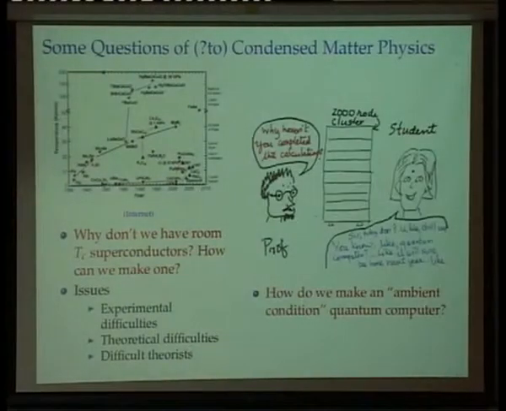Okay? So this is a conversation that I overheard in the corridor, after people heard Addy's and Steve's lectures on quantum computing. Even with the 2,000 node cluster, now students seem to not want to do any computing because they're waiting for a quantum computer, because they think it'll all be very easy to do. Okay, so how do we make an ambient condition quantum computer? So let's say that these are some very big questions.